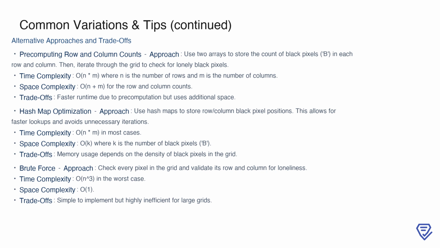Another approach is to use hash maps to store the positions of black pixels in rows and columns. This allows for faster lookups and avoids unnecessary iterations. The time complexity remains O(n*m), but the space complexity depends on the number of black pixels in the grid, making it memory efficient for sparse grids. Lastly, there's the brute force approach, which checks every pixel in the grid and validates its row and column for loneliness. While simple to implement, it is highly inefficient with a worst-case time complexity of O(n^3), making it unsuitable for larger grids. Understanding these trade-offs helps you choose the right approach based on the problem constraints.